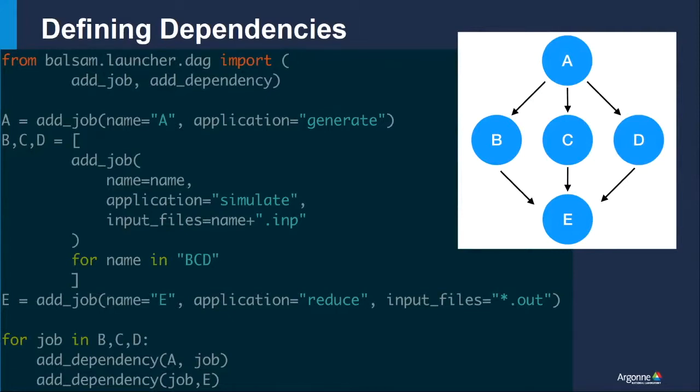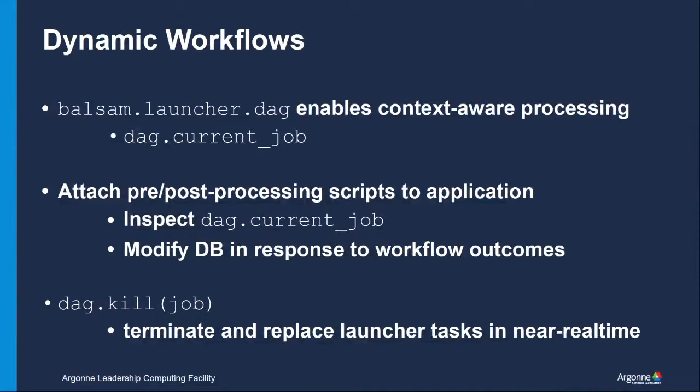In this case, we create this diamond pattern of jobs A, B, C, D, and E. Then we create dependencies from parent to child between A, B, A, C, A, D, and then finally dependencies from each of those to the final step. This is all doable from the command line as well, but this kind of pattern is probably easier to reproduce from a Python script.